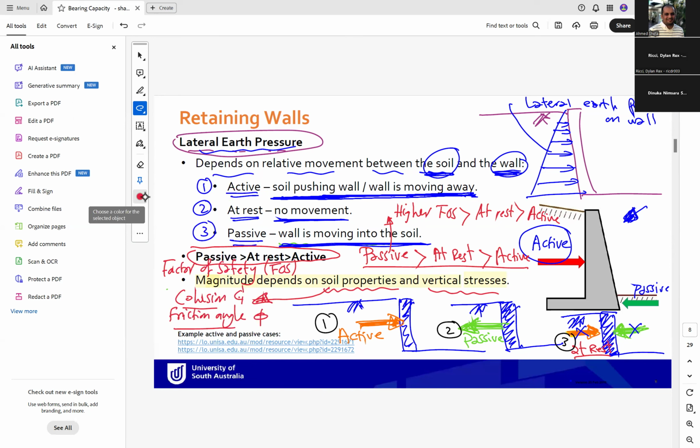Okay, so this also can be one of the questions in the exam. For example, if I ask you to define the lateral earth pressure cases on the retaining wall, you need to draw something like these three diagrams and define the active case. It means the soil pushing the wall. At rest case means there is no movement of soil relative to the wall. And the third is passive case, where the wall is moving into the soil. Do you have any questions, guys, about the cases of lateral pressure?